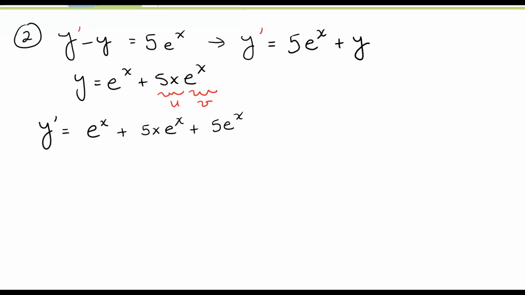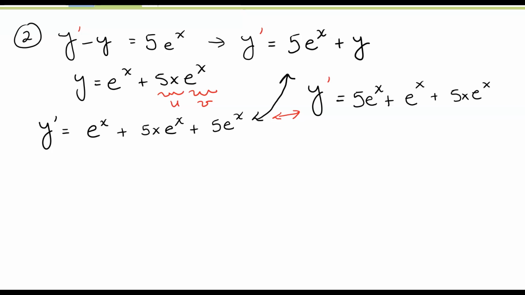And so, now that I've got this in place, my job is to check if this indeed matches. Given what they've told us about y prime, we're going to ask ourselves the question: 5e to the x plus y. Y was given to be e to the x plus 5x e to the x. And we can check component by component to see if this indeed matches. So we are going to verify between these two solutions here, these two differential equations.